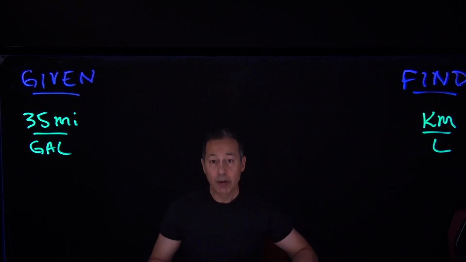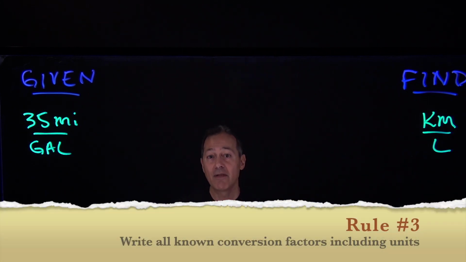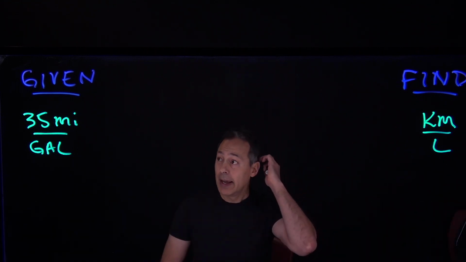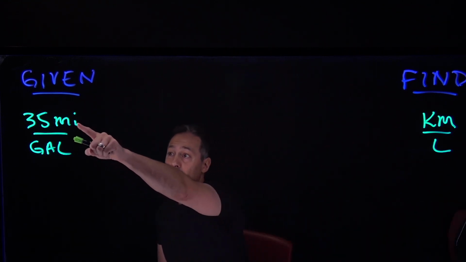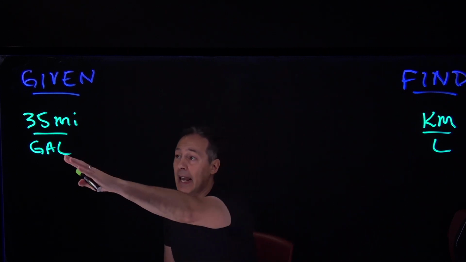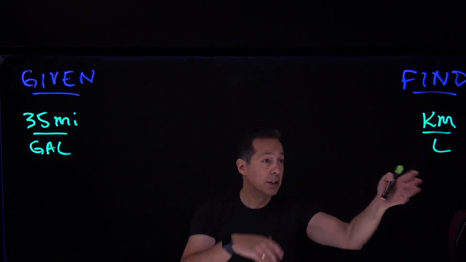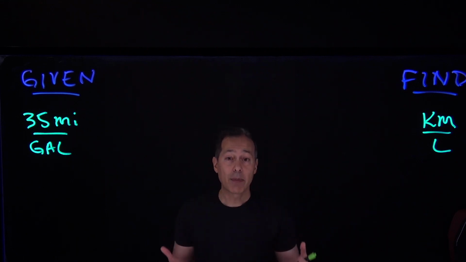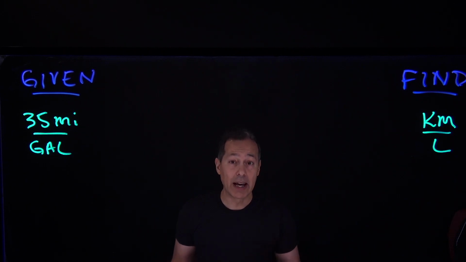Then rule number 3 is we want to write down any conversion factors, any conversions that we might know. We're going to try to go from miles, which is distance, to kilometers, which is distance, and gallons, which is volume, to liters, which is also volume. Now, off the top of my head, I don't know how many miles there are in a kilometer or how many liters there are in a gallon. I'd have to look that up. And on a test in my class, I wouldn't expect you to memorize that. I would give you that information.